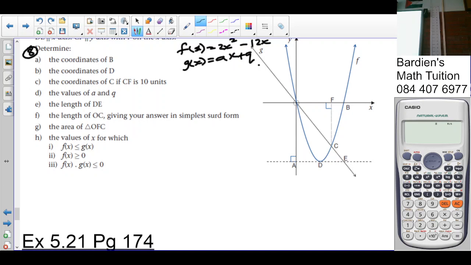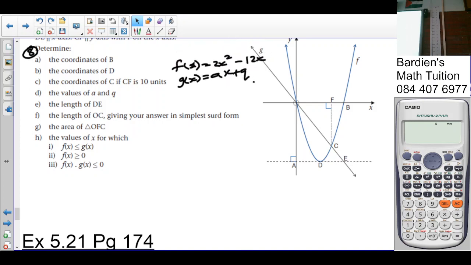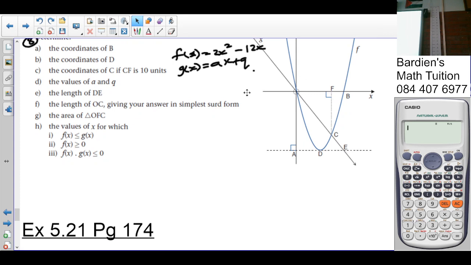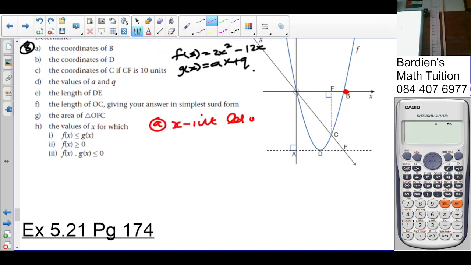Determine the coordinates of B. So if we look at B, people, what is B? B is your x-intercept of the parabola. So how do you calculate the x-intercept? We let y equal to 0, and it's of the parabola, which is f of x.